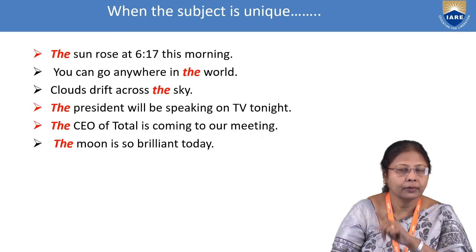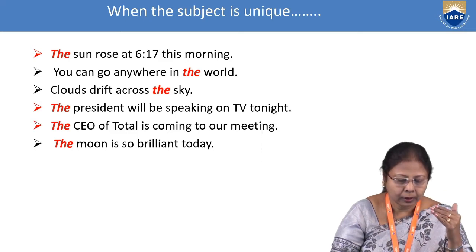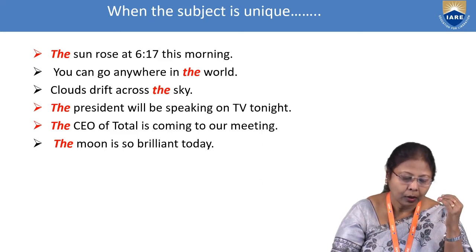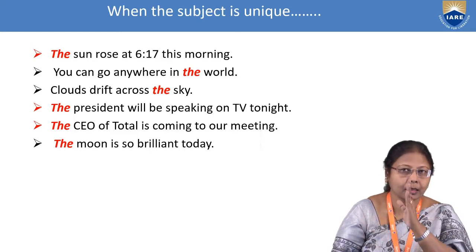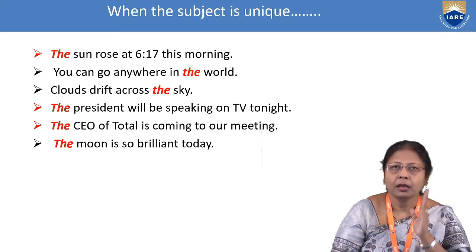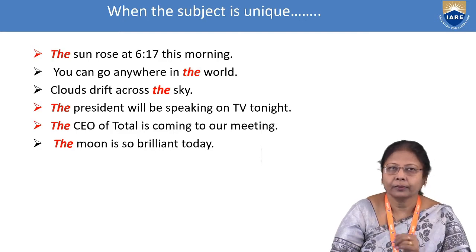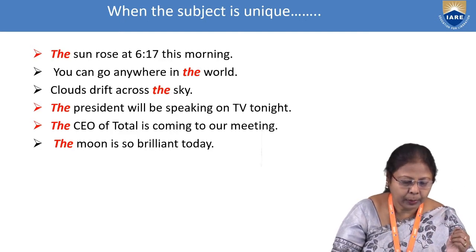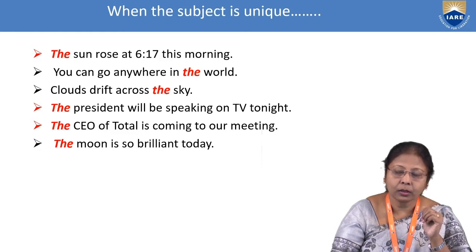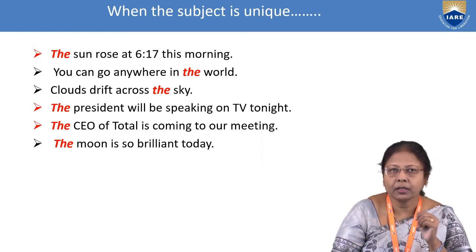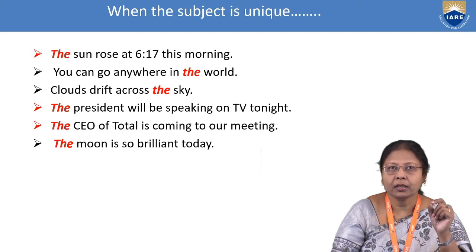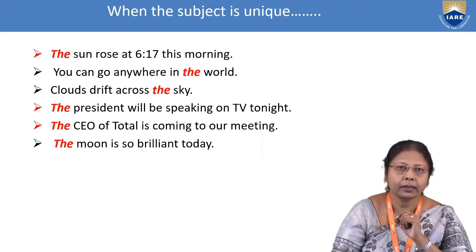So, the world. In the next sentence also, clouds drift across the sky. The sky. Sky is unique. So, the sky. Next sentence. The president will be speaking on TV tonight. The president. How many presidents will every country have? Only one. Unique. Okay. So, the president will be speaking on TV tonight.